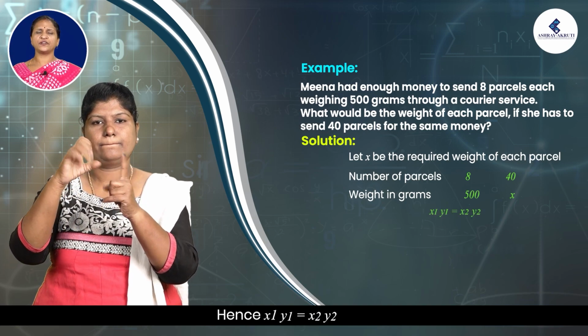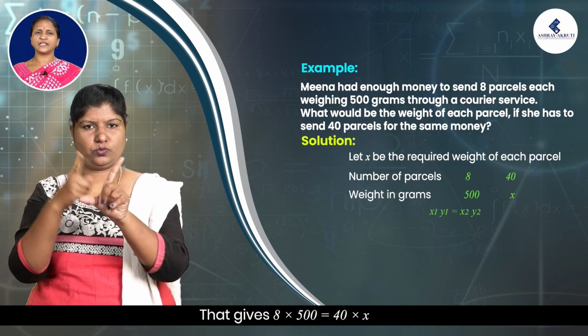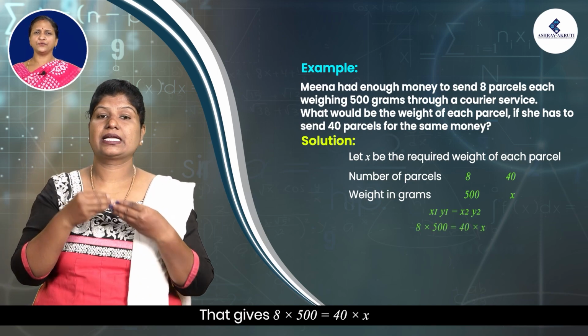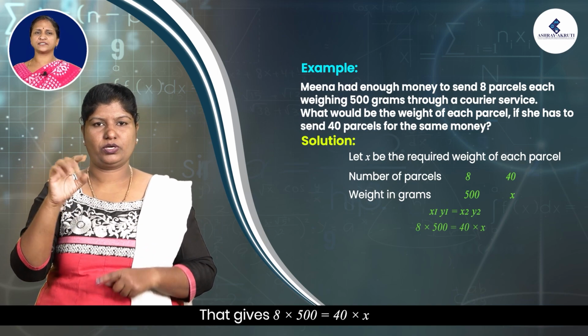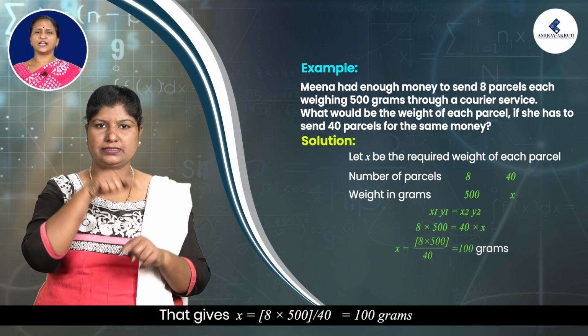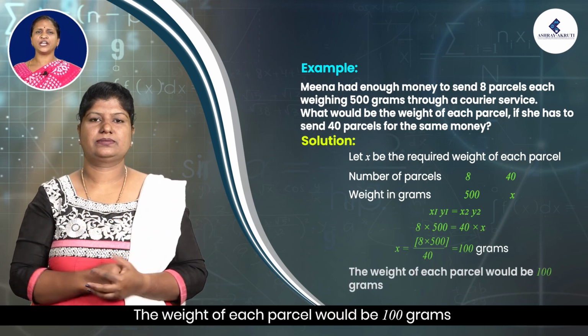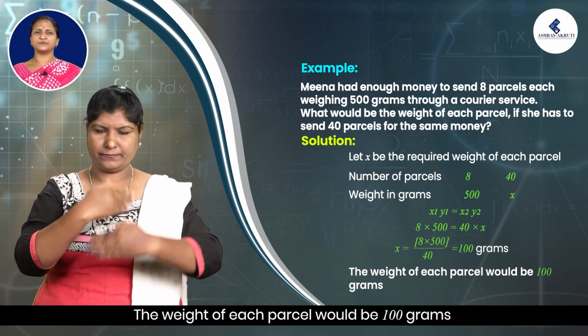Hence, x1 y1 is equal to x2 y2. That gives 8 into 500 is equal to 40 into x. That gives x as 100 grams. The weight of each parcel would be 100 grams.